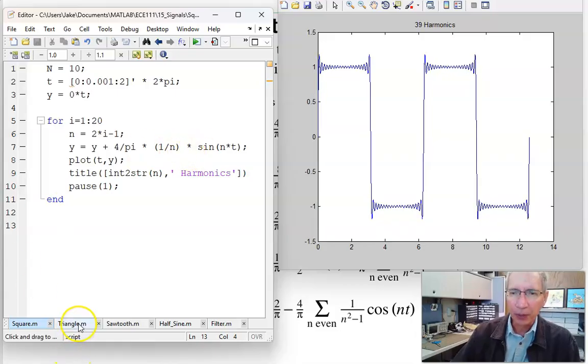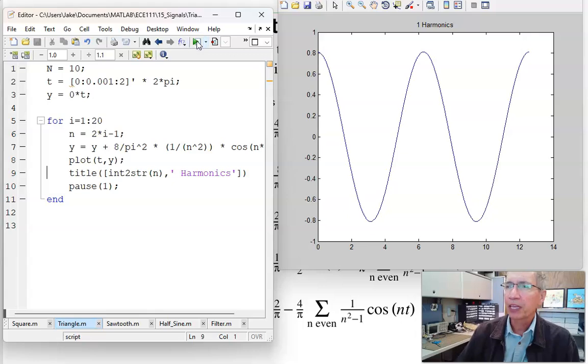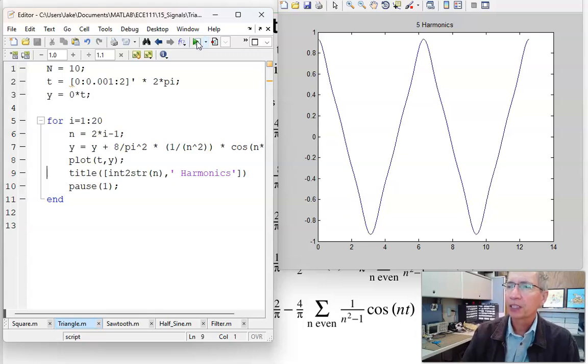Okay, let's try a triangle wave. For a triangle wave, harmonics drop off as 1 over n squared. If I try that, first harmonic, see very quickly it converges to a triangle wave. In theory, I have to go out to infinity to get the really sharp corners at the peak and bottom. But pretty quickly, I get pretty close to a triangle wave. Triangle waves have harmonics that drop as 1 over n squared.